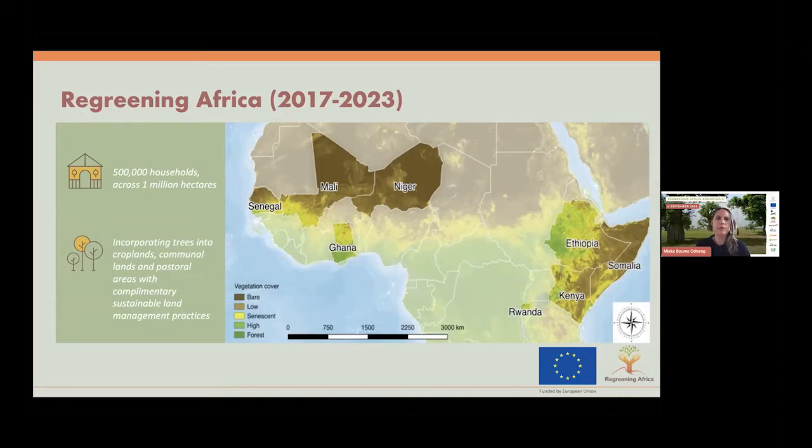It started in 2017, and it aims to reverse land degradation across 1 million hectares of land over these countries that you can see on the map, 4 in West Africa and 4 in East Africa, and to benefit over 500,000 households. The program aims to incorporate trees into croplands, communal lands, and where appropriate pastoral areas with complementary land management practices and other approaches.